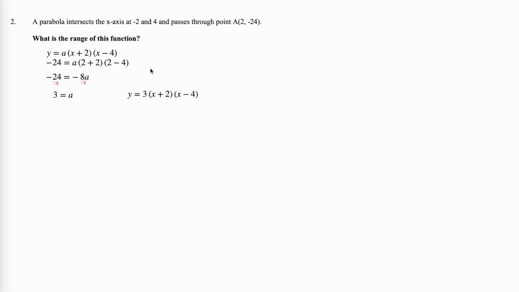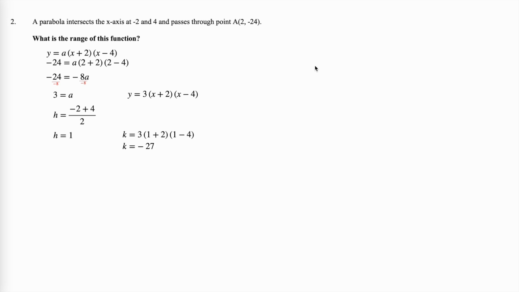We know the zeros are negative 2 and positive 4, and the h is going to be found right in between them. For h, just take the average of the two zeros. Negative 2 plus 4 is 2, divided by 2 is 1. If we feed the h into the x values in this equation, the y value is our k. k is going to be 3 times, open brackets, 1 plus 2, which is 3, times, open bracket, 1 minus 4, which is negative 3. 3 times negative 3 is negative 9, times 3 is negative 27.